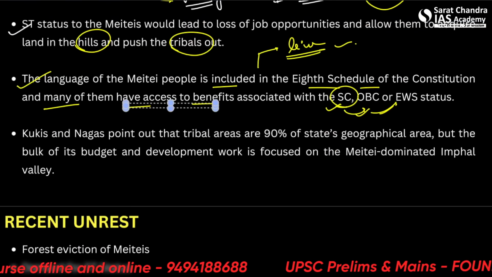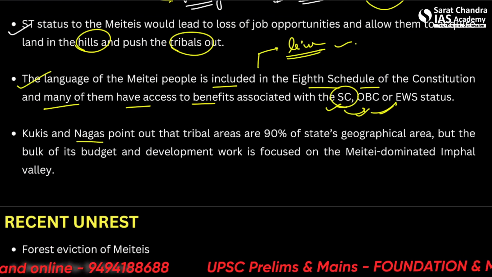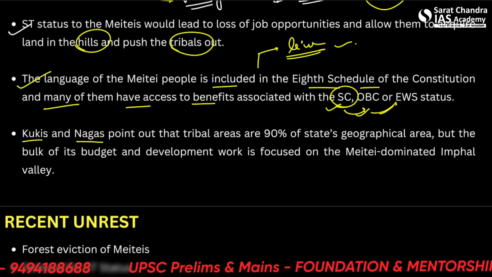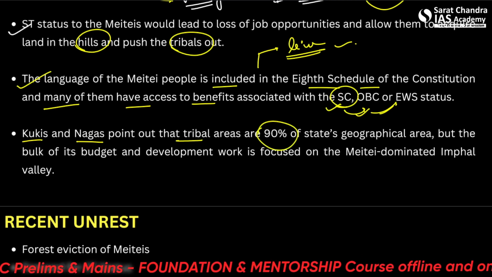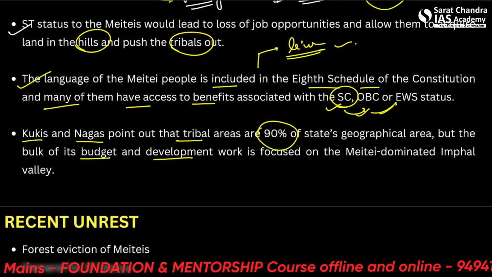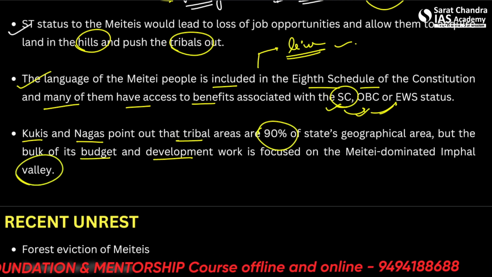Other thing, Kukis and Nagas, they are the tribal community. They point out that tribal areas are 90% of the state's geographical area, but the bulk of its budget and development work is focused on the Imphal Valley.